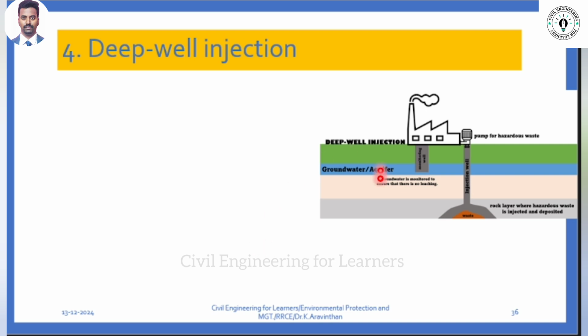What do we mean by deep well injection? The industry is producing some hazardous waste. After that they will dig a deep well, in the sense they will bore underground below the groundwater level. Naturally groundwater level will be at 800 feet or 1000 feet, 1500 feet, that's all. But they bore below that, around 3000 feet. Then they will discharge their hazardous waste deep into the earth. So it will not affect the environment. This technique is called deep well injection.